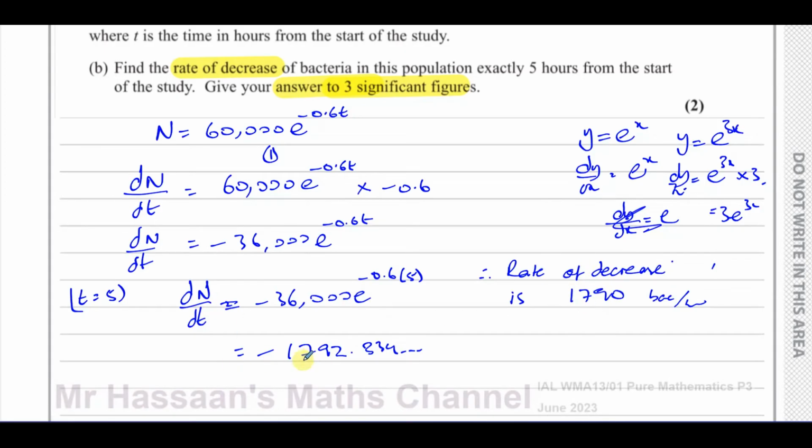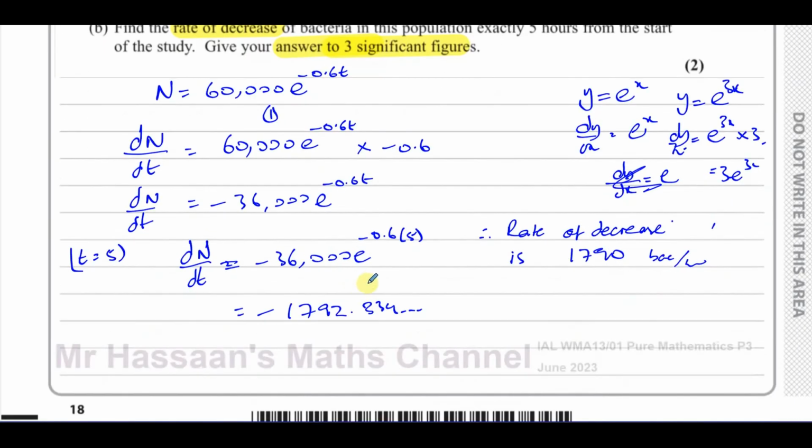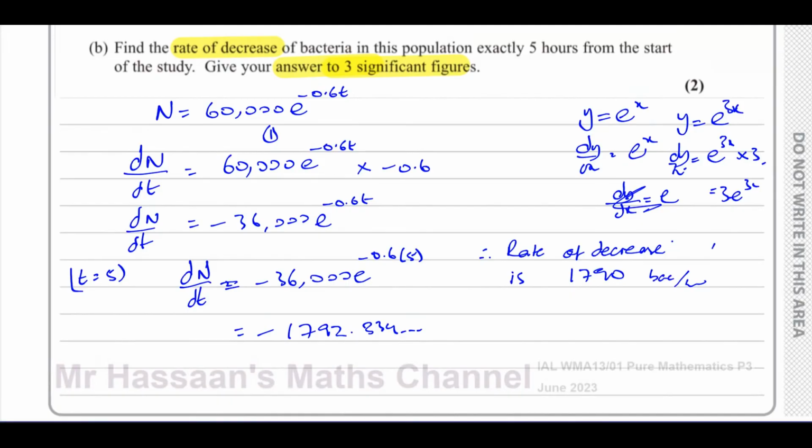You can say dN/dt is negative 1,790, that's fine. But if you write the rate of decrease is this, then that's what is meant. It's just like acceleration and deceleration. When you say the deceleration is 5 meters per second squared, it means the acceleration is negative 5. Because they ask for the decrease, you write that. That means negative gradient. So there's the answer to part B, and now we're going to go on to part C.